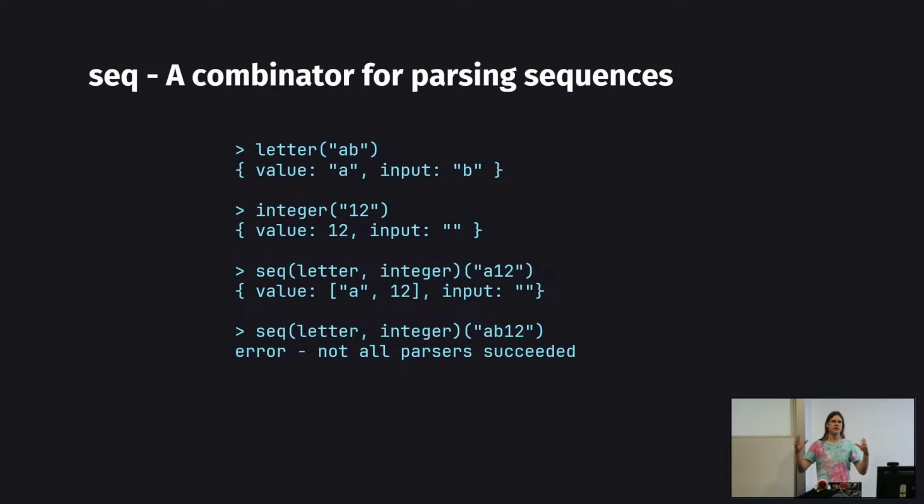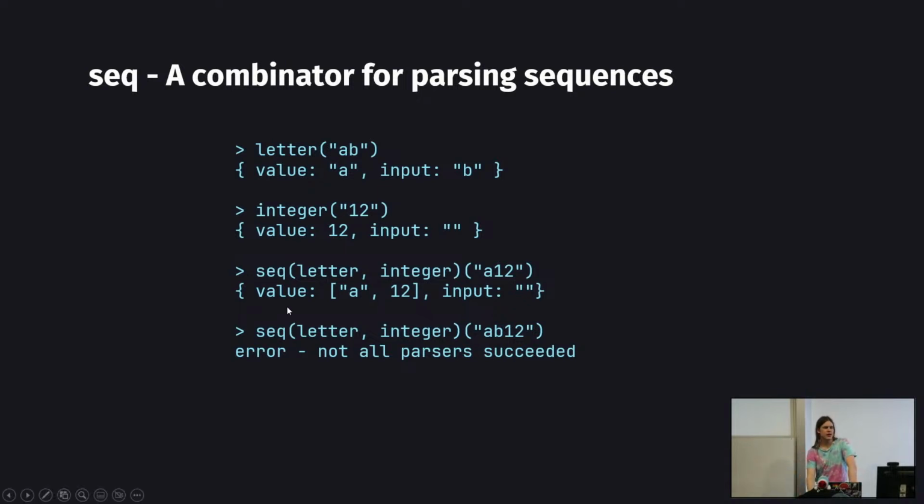So this is basically the same thing as in our grammar when we had multiple symbols placed next to each other. So let's say we had two parser functions. One of them is called letter, one of them is called integer. Sequence of letter and integer is a parser that will parse a letter, and then it will parse an integer.